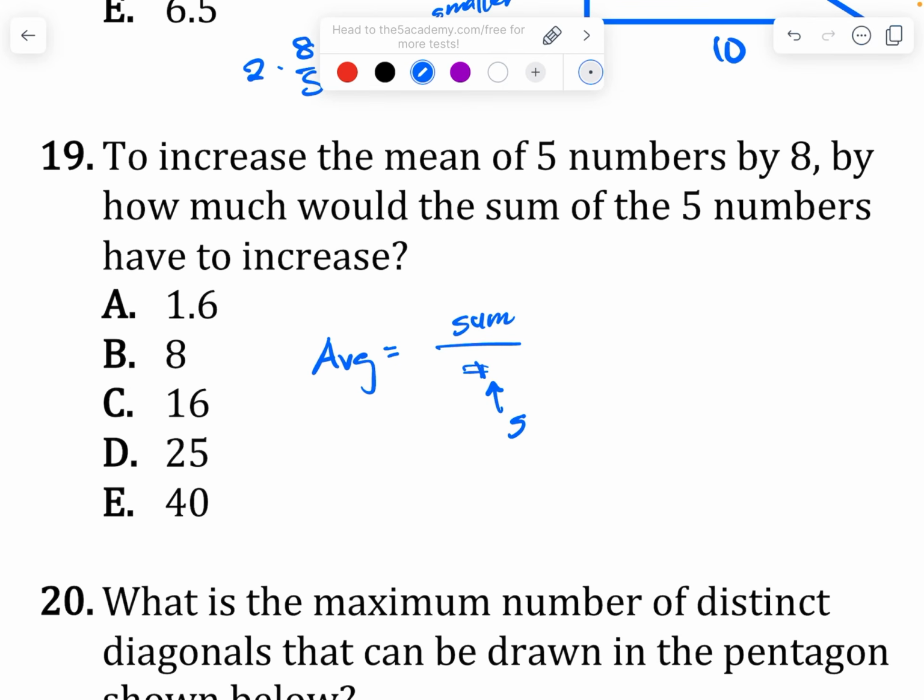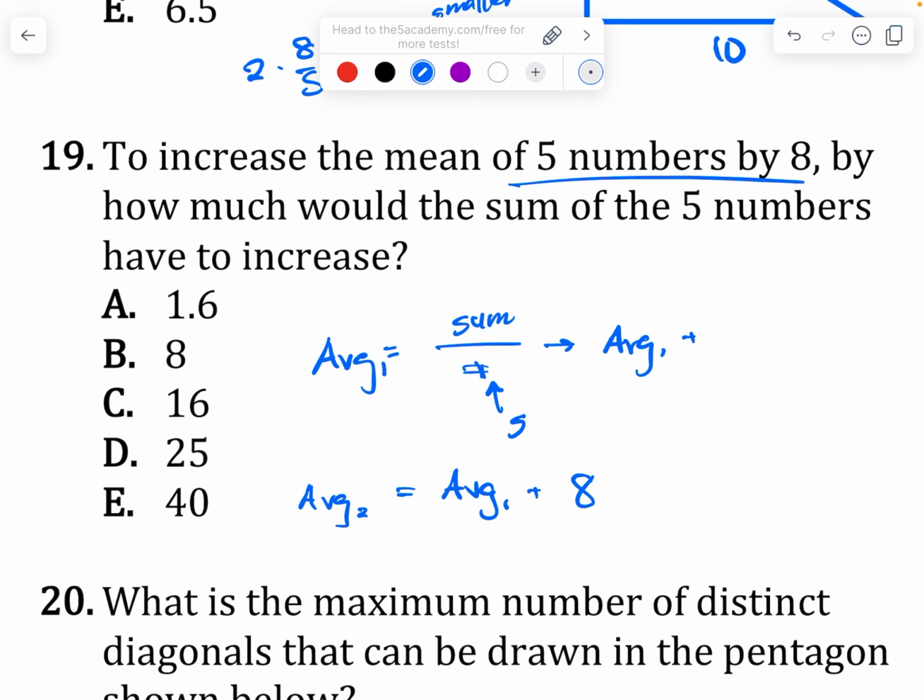We know that the number of numbers is 5. The original average we don't know, but I'm going to call this average 1, average 2. Average 1 is equal to just average 1, average 2 is equal to average 1 plus 8, right? That's what this is saying. We're trying to increase average 1 by 8. By how much would the sum of the 5 numbers have to increase? And I'm trying to just increase the sum by a certain amount. So let's plug this in.